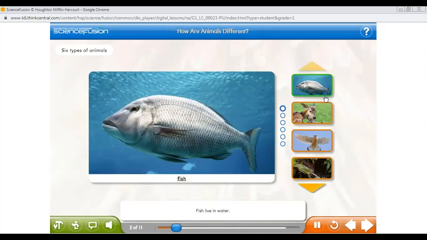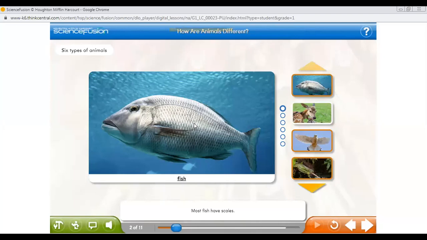Fish live in water. They use fins to move. Fish have gills to take in oxygen. Most fish have scales. So here, where do the fishes live? We all know that fishes, they live in water. And how do they breathe? They breathe through gills. They have gills on the side of their face here. You can find the gills. They breathe through gills.